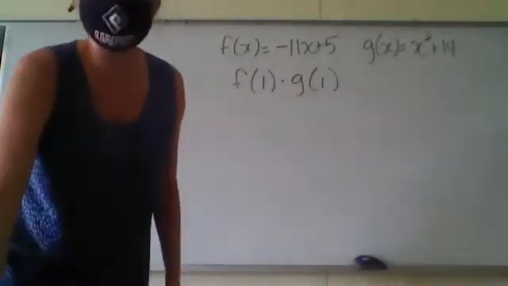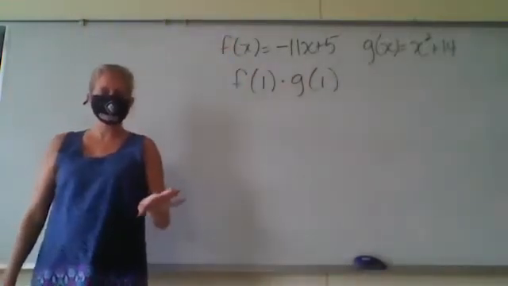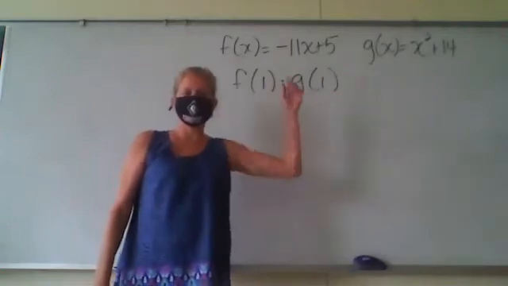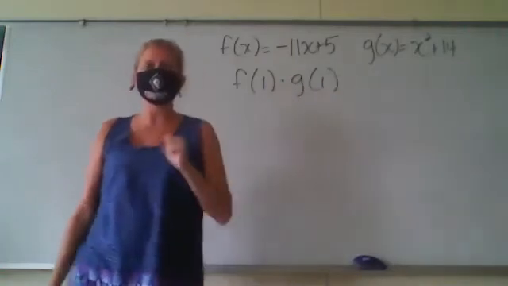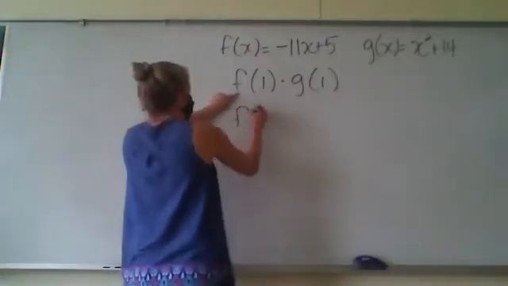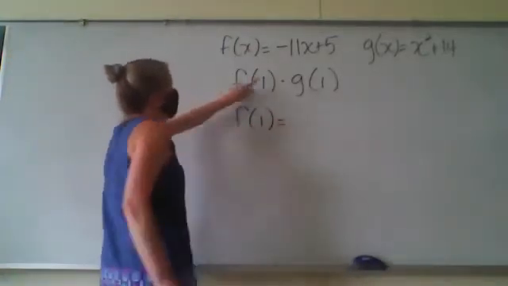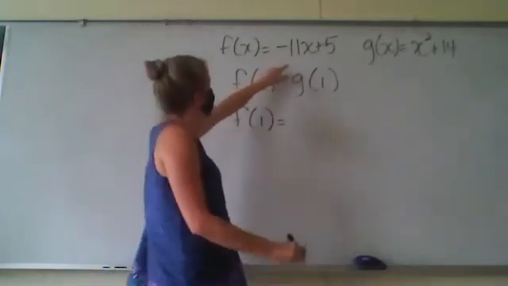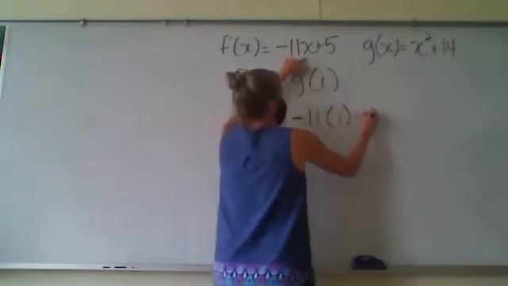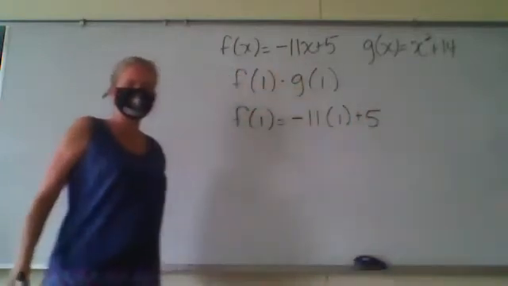So I'm going to do the same thing. I'm going to find f of 1. Then I'm going to come over here and I'm going to find g of 1. And then this mathematical operation says I'm going to multiply those 2 solutions together. So let's find out what f of 1 will give me. I'll go to my f function and replace the x with a 1. So negative 11 times 1 plus 5.